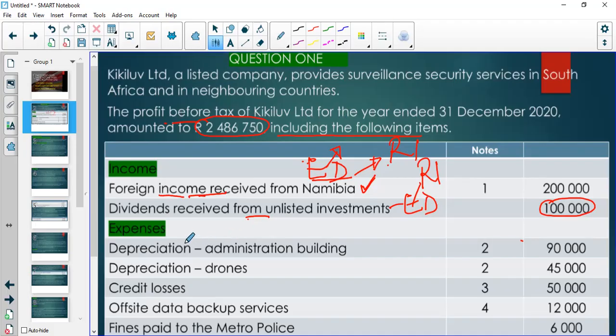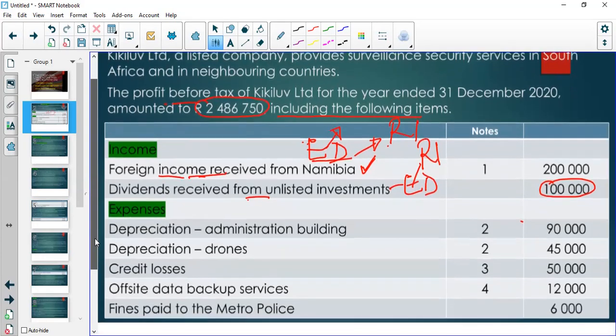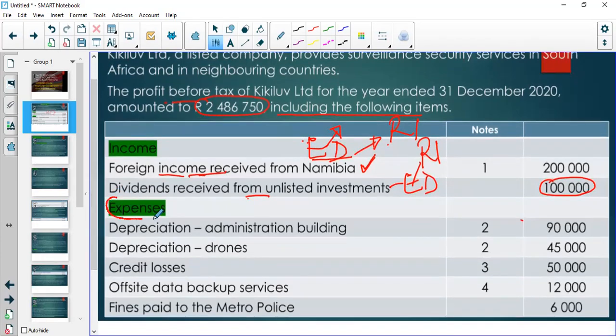Then we come to our expenses. Right, so we have our expenses. All right, so that was exempt differences.